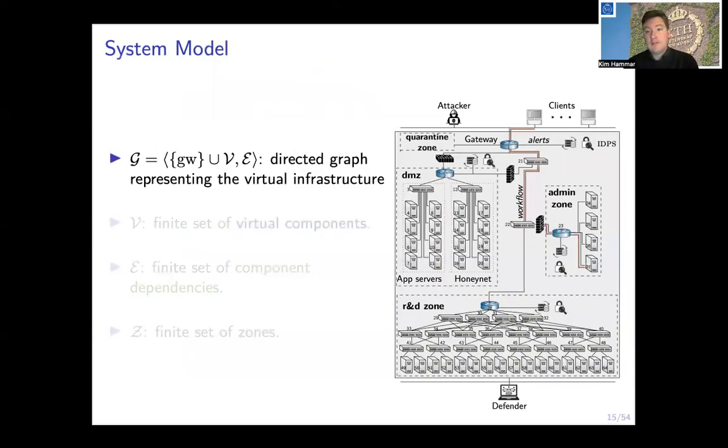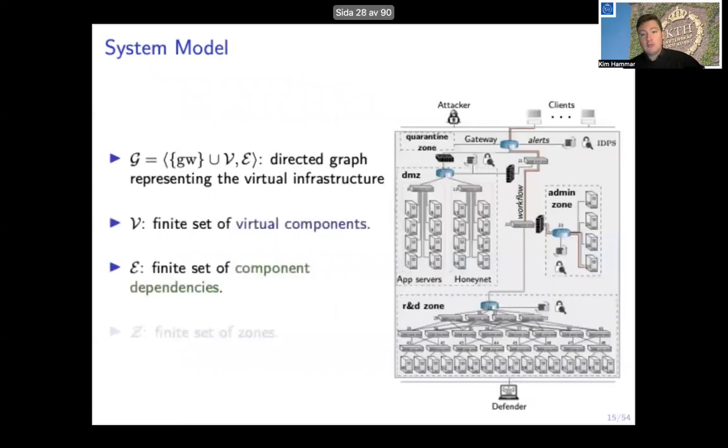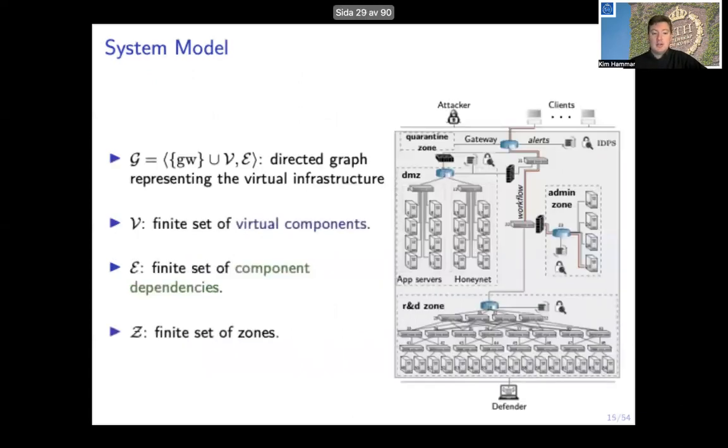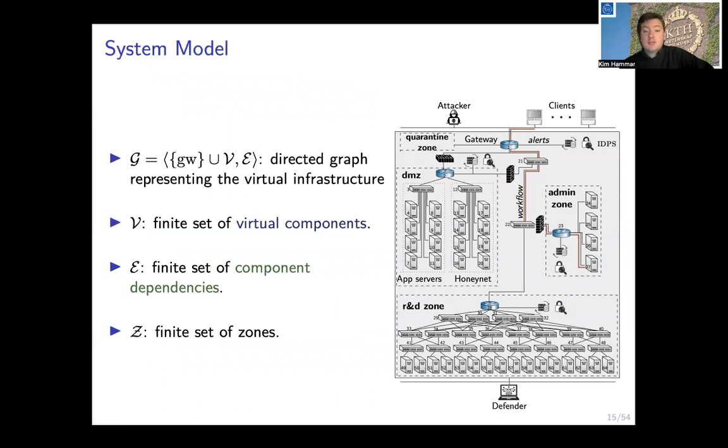So we model the target infrastructure as a directed graph. The nodes in this graph correspond to virtual components. And following best practices, we assume that nodes are by default isolated in the network, and only if they have some dependency can they communicate. And we model these dependencies with edges in the graph. We further consider that the infrastructure is segmented into different zones, each of which has its own access control policy, and every node is part of one zone.